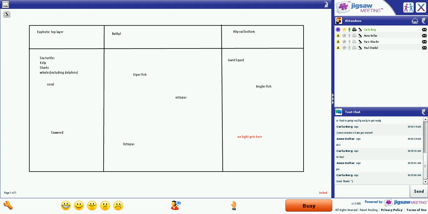Some euphotic animals were sea turtles, kelp, sharks, whales, including dolphins, jellyfish, coral, and seaweed. Great job. The light penetrates this area, so animals that need the light can go here. In the bathyl zone, there's viperfish and octopus. Good job. And in the abyssal zone, we have giant squid and anglerfish, and there is no light there. Perfect.